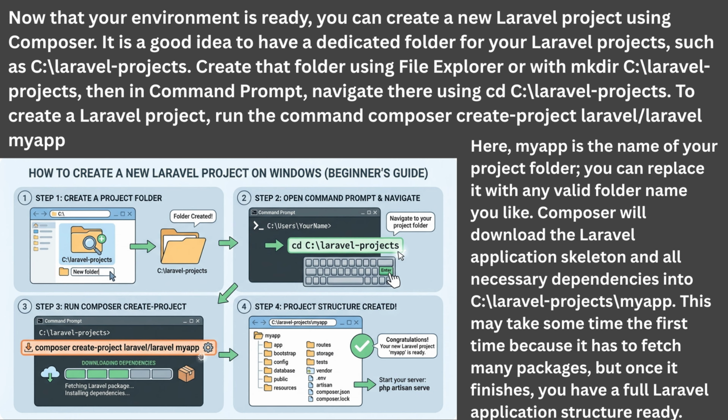The first time you run this command, it may take a few minutes because Composer needs to fetch many packages from the internet. You will see progress messages like installing dependencies, generating files, and loading Composer repositories. This is completely normal. Once the process is complete, your new Laravel project will be fully created, and you will see a complete folder structure containing directories like app, bootstrap, config, public, resources, routes, storage, tests, and more. At this point, your Laravel project is ready for use, and you can begin developing features or launch the development server using Artisan in the next step.